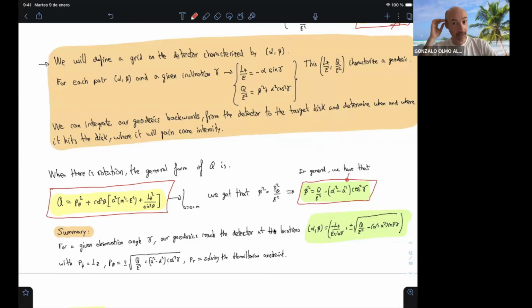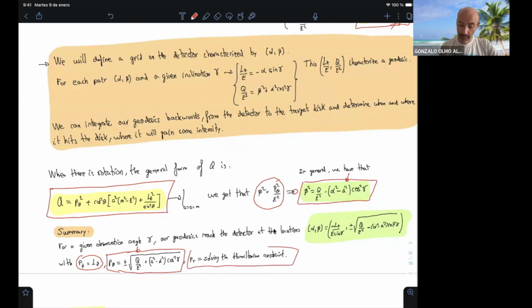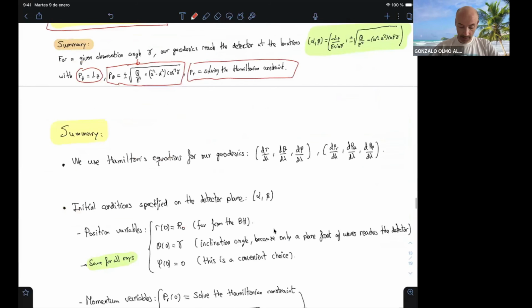For every pixel on the detector, alpha and beta, we know the value of LC and Q. And with LC, we have the initial condition for the azimuthal momentum, okay? With Q, we get the initial condition for this other momentum, because there is this relation, okay, which translates into this. And then we need an initial condition for the radial component of the momentum, okay? And this comes from solving the Hamiltonian constraint, okay? Just let me show you.